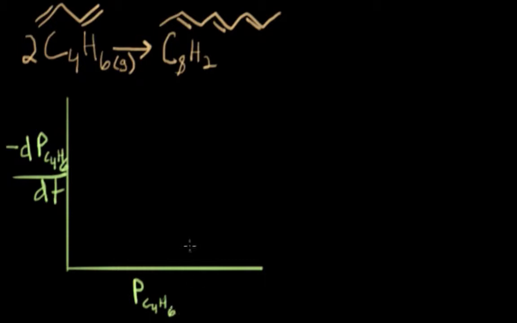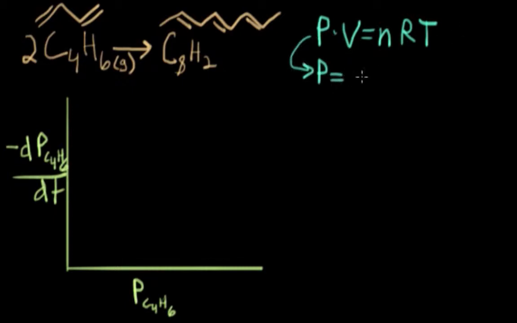C4H6. Now, the reason that we can do this is that we have this very useful formula, which says P times V equals nRT. And so we can rearrange this to get pressure by itself. So we get nRT over V equals P. And now I'm going to circle this part of the equation. So here we have the number of moles over the volume, which is another way of saying concentration.